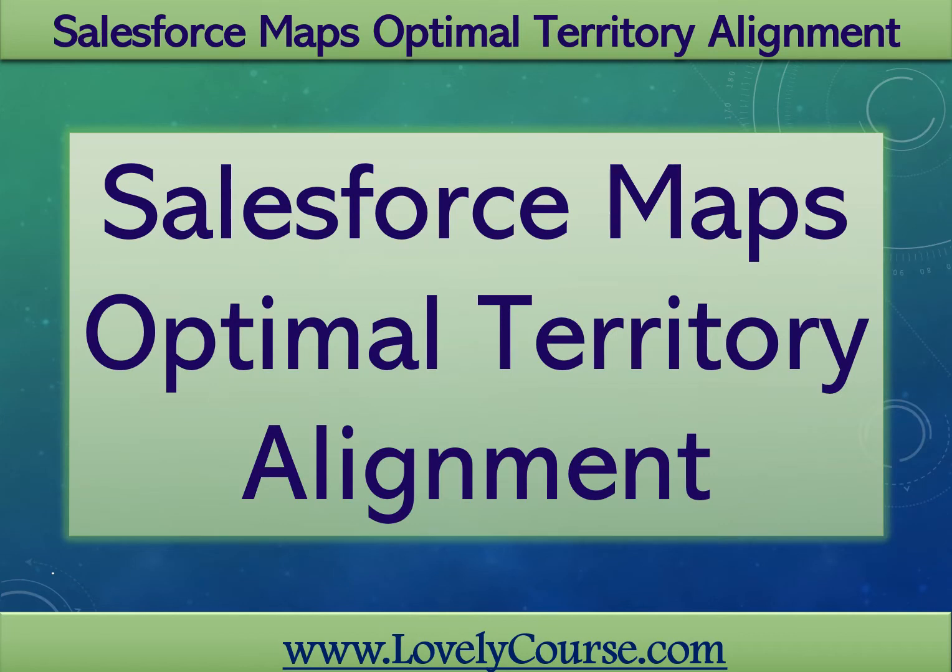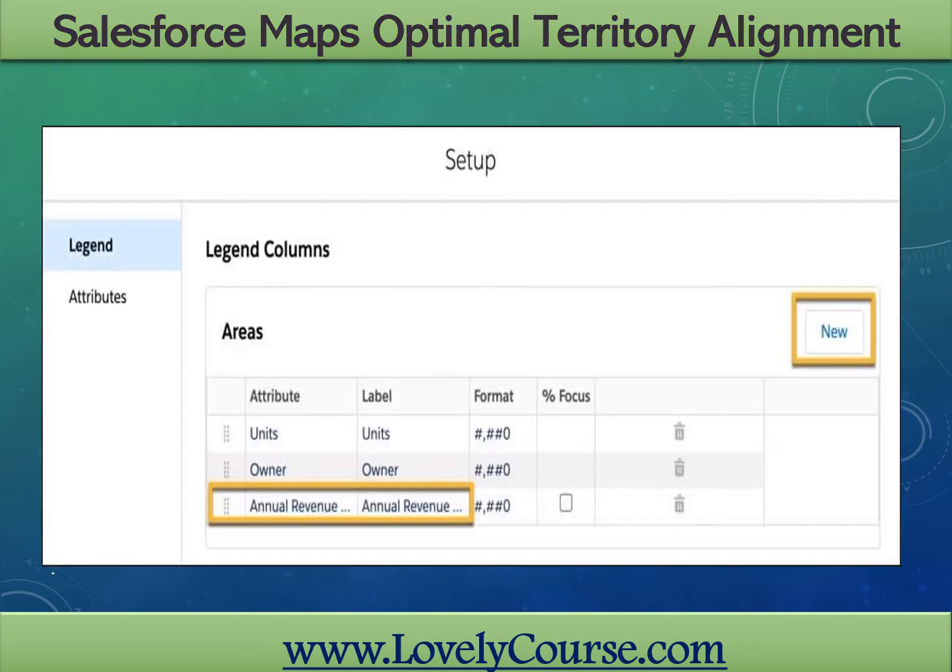In this section, we're going to go a step further and examine Salesforce Map Optimal Territory Alignment. The focus is on optimal territory alignment. In the process of creating an optimal territory alignment, we're going to focus on three things. Number one, selecting and comparing territory changes. Number two, adding new territories. And then number three, optimizing and saving territories.